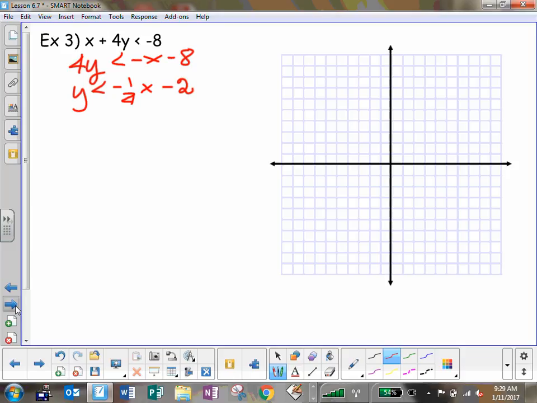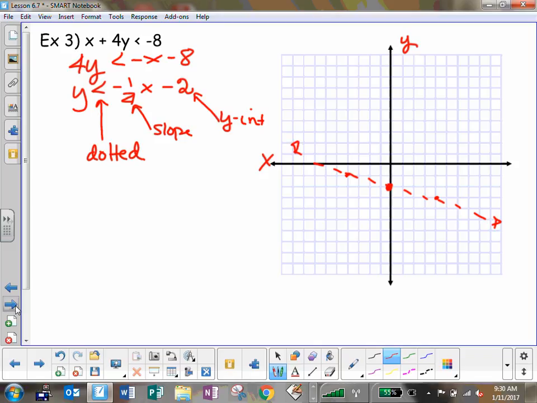All right, so we're going to have some shading. Is this going to be solid or dotted? Dotted. There's no equal sign. There's my slope. There's my y-intercept. All right, just graph the line. Don't do the shading part. Just graph the line. Remember to write X and Y axis on your chart. That's what you should have.